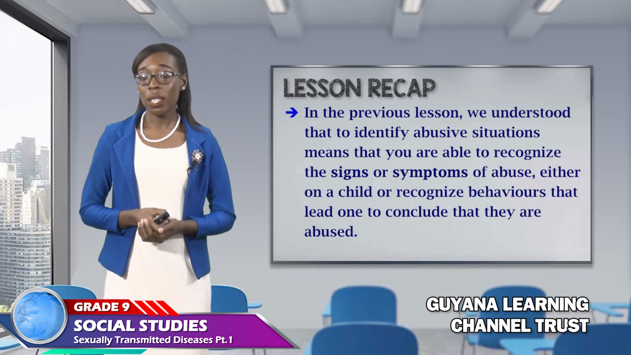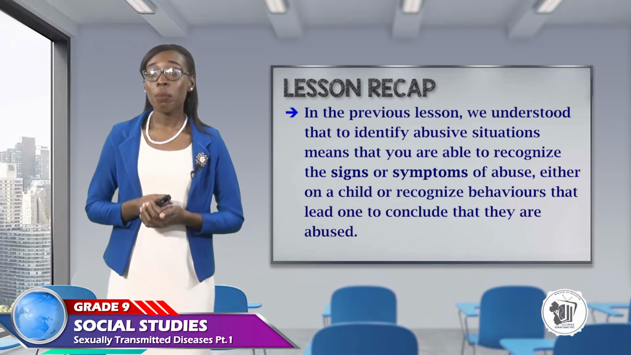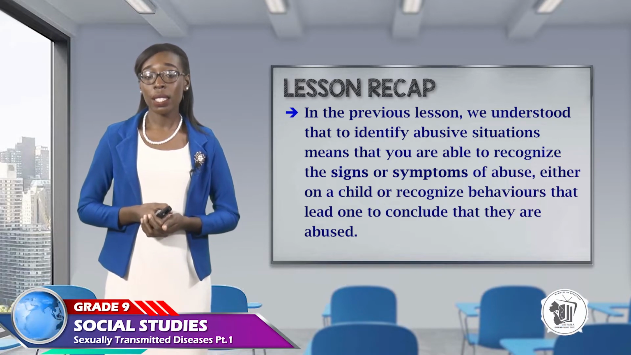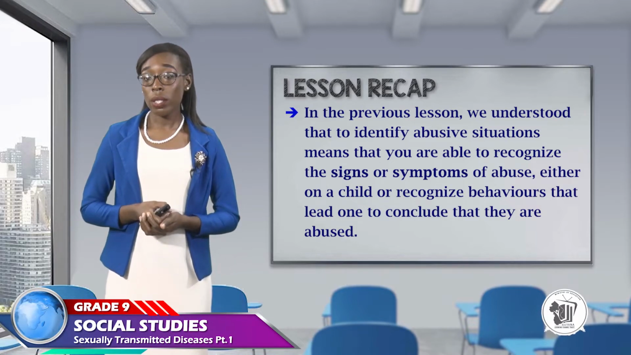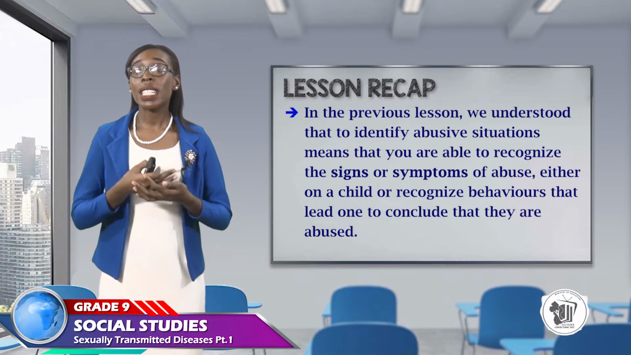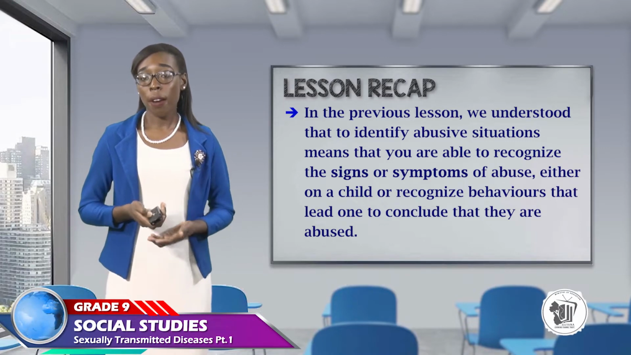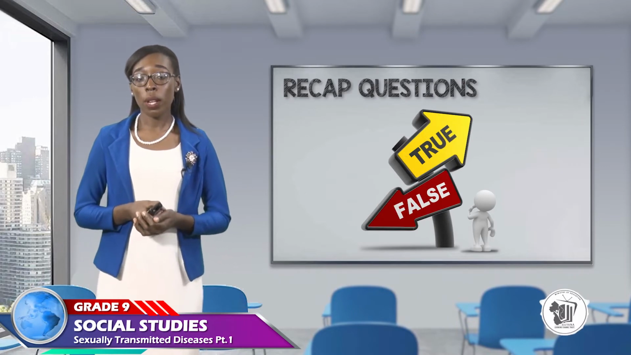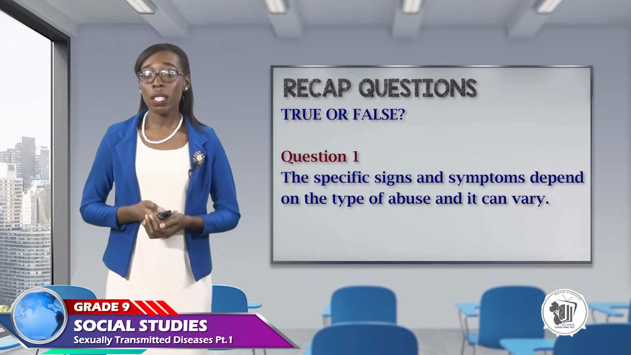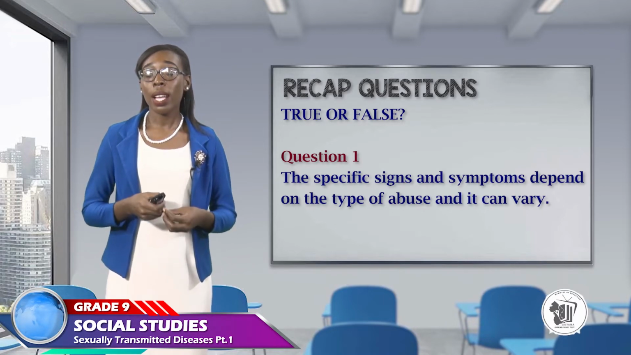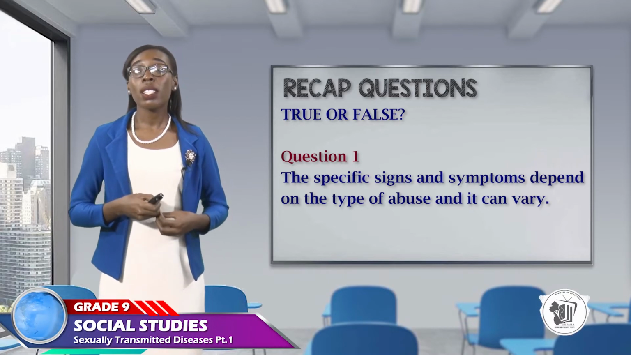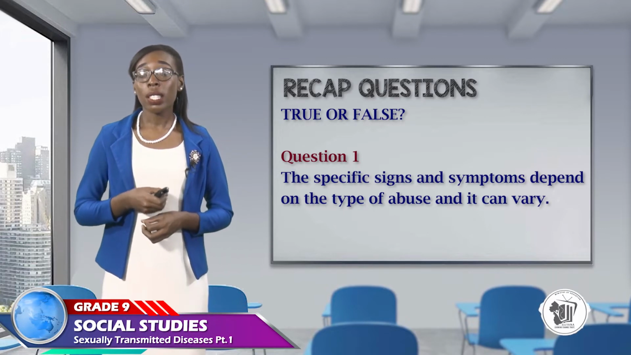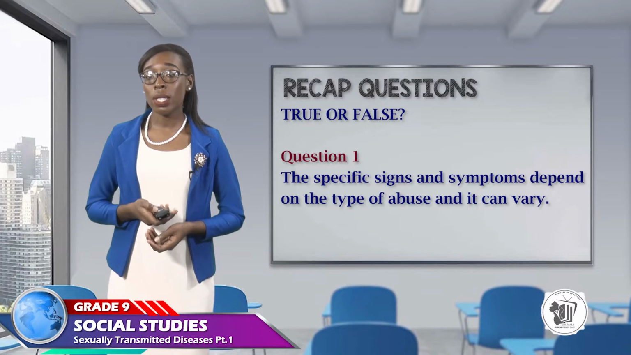In the previous lesson, we understood that to identify abusive situations means that you're able to recognize the signs and symptoms of abuse, either on a child or recognize the behaviors that lead one to conclude that they are abused. So here are some questions. True or false? 1. The specific signs and symptoms may depend on the type of abuse and it may vary. Is that statement true or is it false?